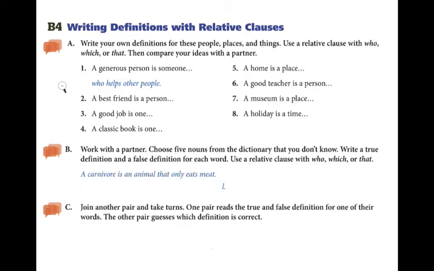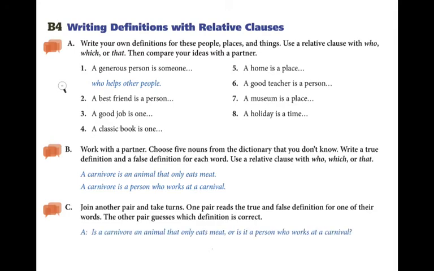So for example, you could write, a carnivore is an animal that eats only meat. A carnivore is a person who works at a carnival. Then you can ask your friend to choose which definition it is. And then you can learn more words, and then you can laugh about the ones that are not true.